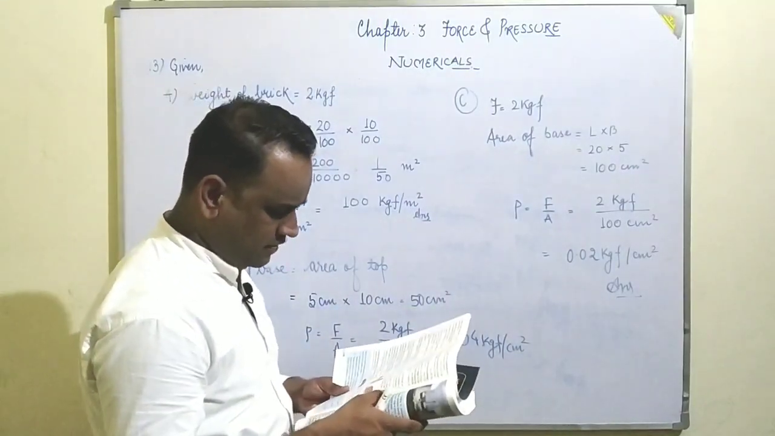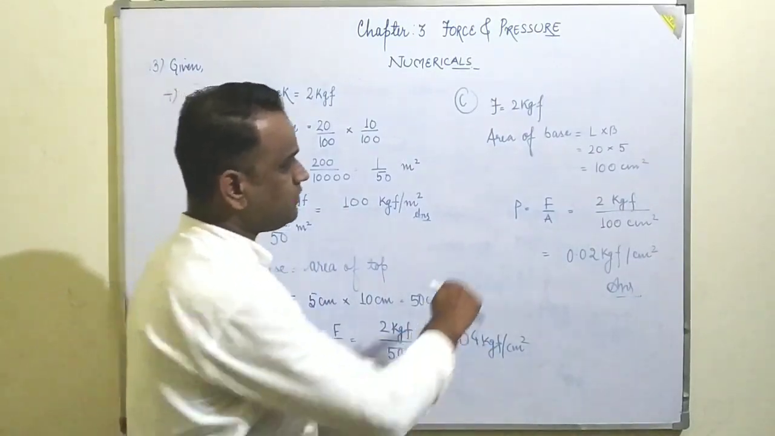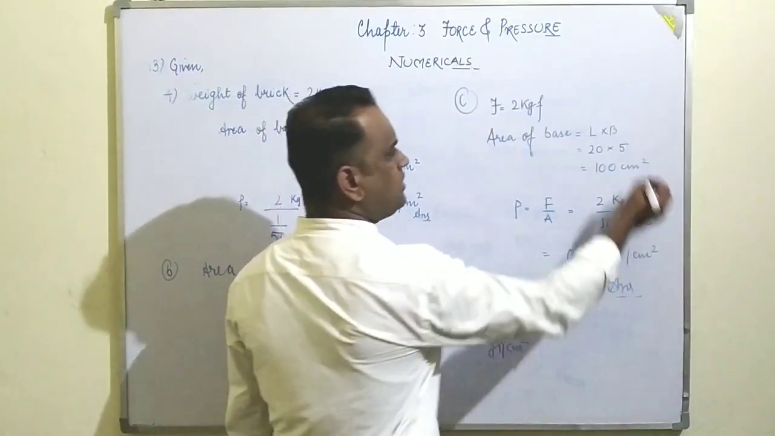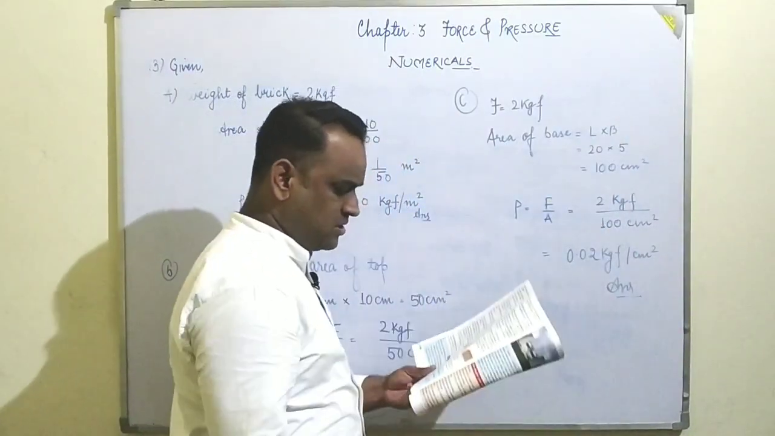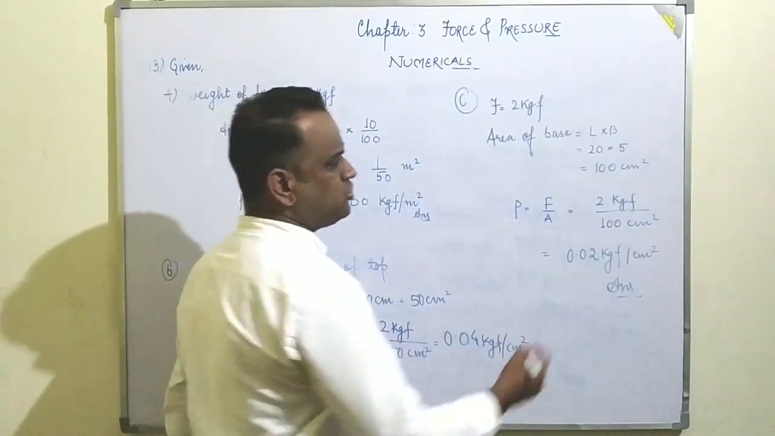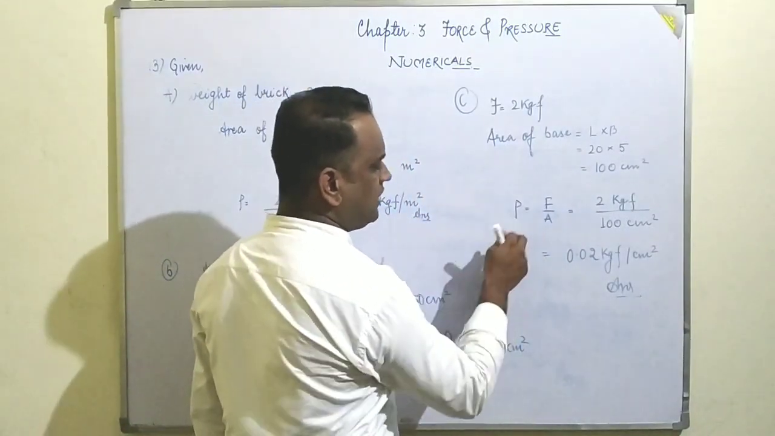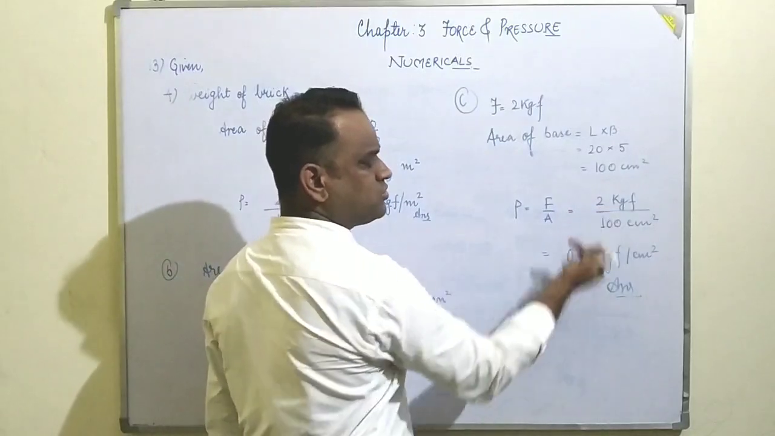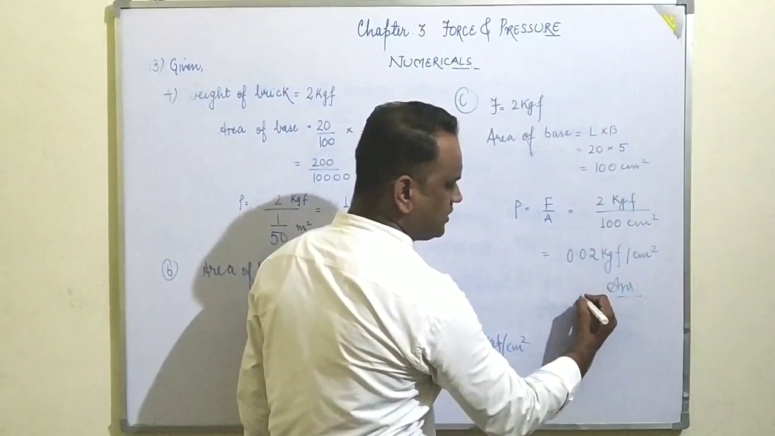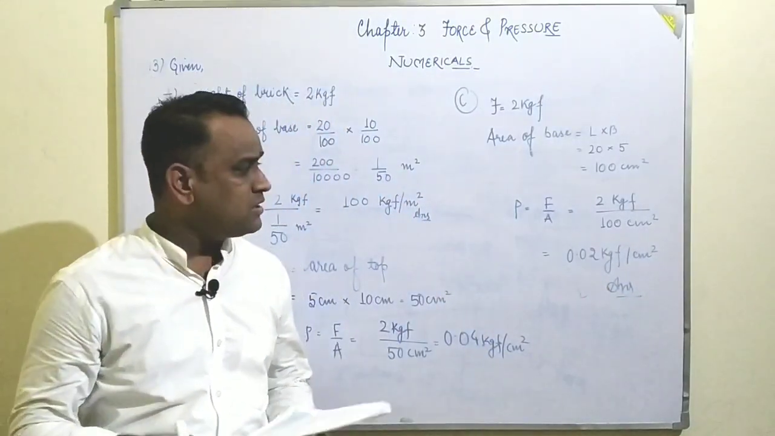The next condition is the third condition of the block. Here we are again going to calculate the area of the base. Here length is 20 centimeter and breadth is 5 centimeter for the brick. So it will be 100 centimeter square area. Putting the values, force is equal to 2 kgf and area is equal to 100 centimeter square. So the pressure calculated is 0.02 kgf per centimeter square.